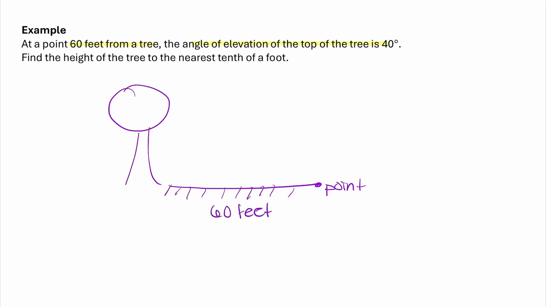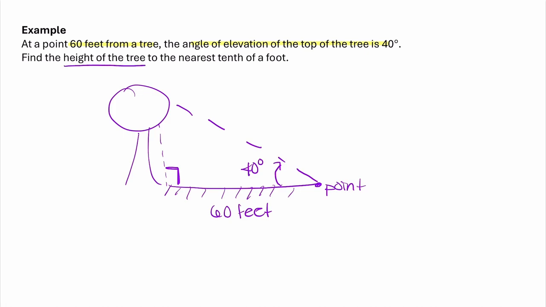So the angle of elevation up to the top, if we draw it in, because remember it's going to go up, that's going to be 40 degrees. What this will form is a right triangle, because the tree is going vertically up, so this is going to be 90 degrees. Now we can use our trig ratios to figure out what it's asking us for.